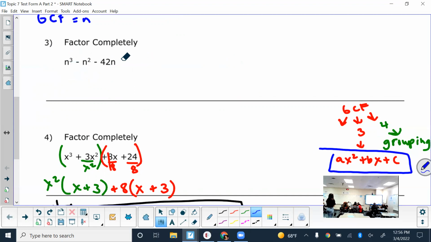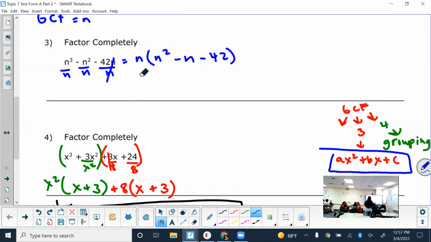So when you identify your GCF, that needs to stay part of your answer. It's just going to be outside the parentheses. Some of you have the right answer, you just didn't write your GCF outside the parentheses. Inside is what you get from dividing each term by the GCF. So what's n cubed divided by n? N squared. And negative n squared divided by n? Negative n. And negative 42n divided by n? Negative 42.